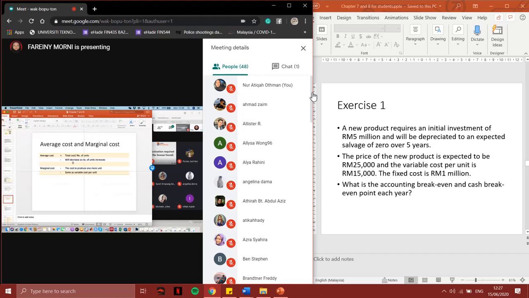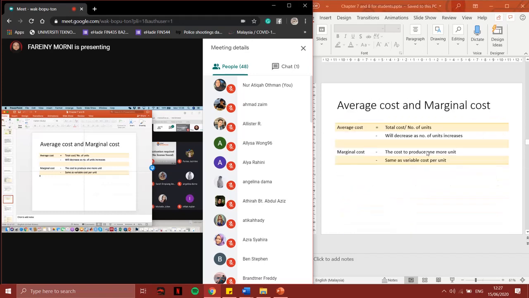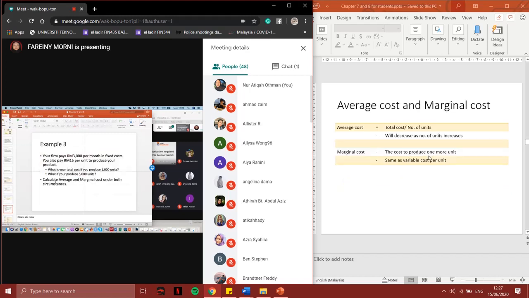Alright, so there are two types of costs that are important: variable cost and fixed cost. Alright, average cost and marginal cost. So average cost is total cost divided by number of units. Marginal cost is the cost to produce one more unit, which is equal to variable cost per unit. Alright, so let's try this question.